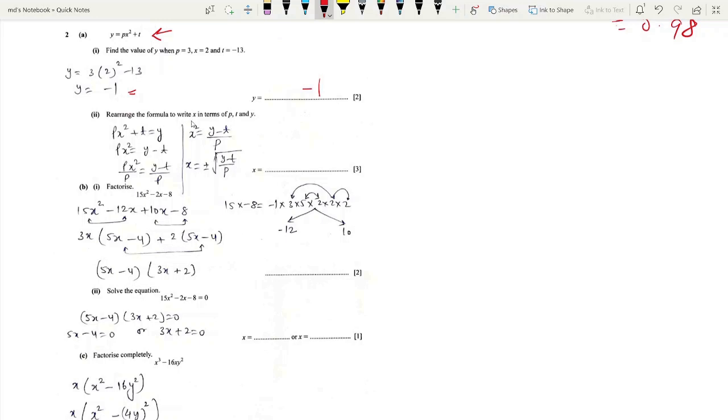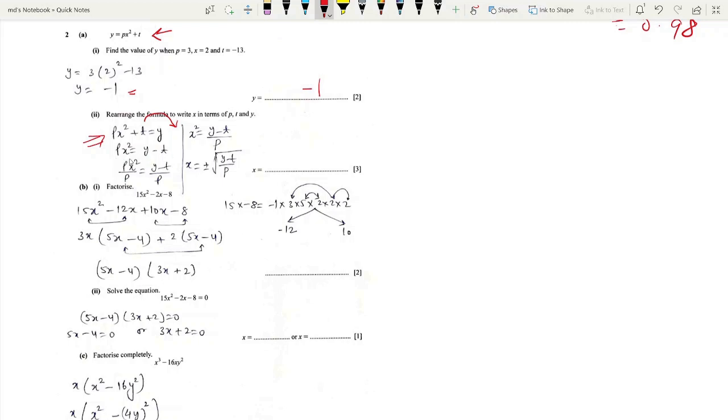Rearrange the formula to write x in terms of p, t and y. I mean, we have to make x the subject. So here I have written px square plus t equals y. Y was given. Now I have to make x the subject. So I'll try to keep x always on the left side. So I'll take t to the right side. When t moves to the right side, the sign will change. Px square equals y minus t, I will get.